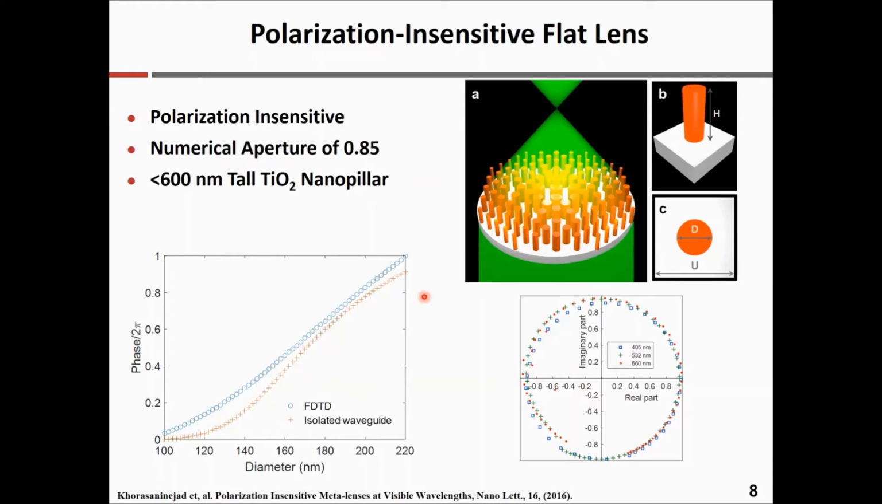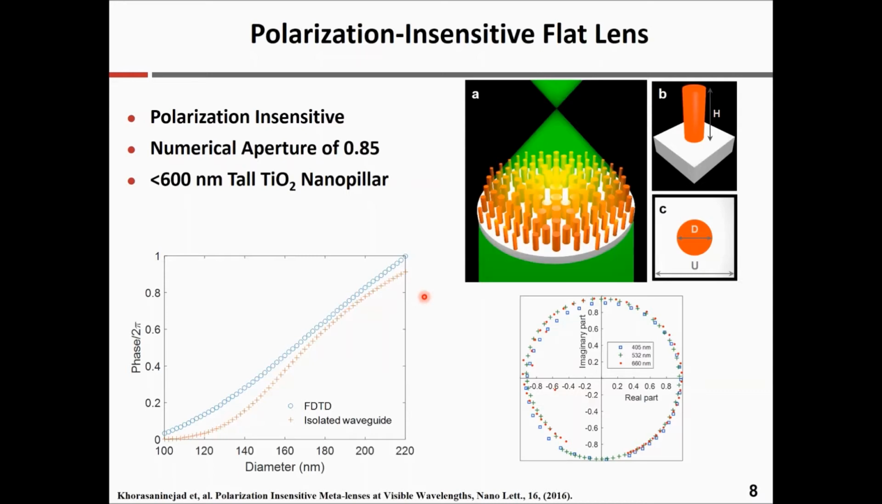In FDTD you capture everything. You capture the waveguiding mode, radiation mode, and all of the effects, the Fabry-Perot mode. But you can see these two curves are very close, which shows most of the phase is due to the propagation, or the waveguiding effect. So our lenses still have chromatic aberration, which means they do their best performance at their design wavelengths.